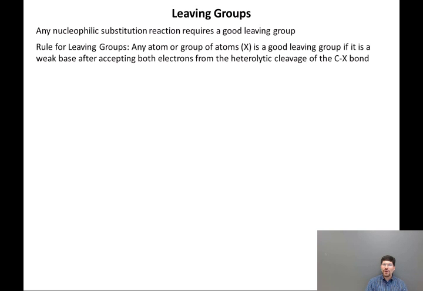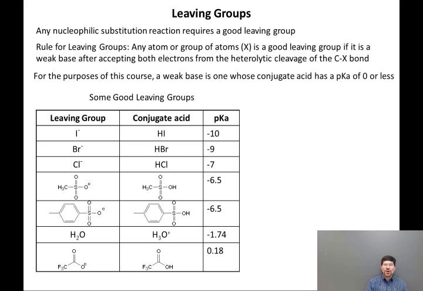So what's the rule for a good leaving group? Well, any atom or group of atoms, we call it X, is a good leaving group if it is a weak base after accepting both electrons from heterolytic cleavage of the C-X bond. Okay, so weak base. This brings us back into the concept of Bronsted acid-base reactions that we saw in the first part of Unit 3.